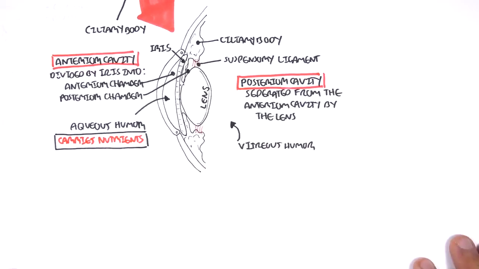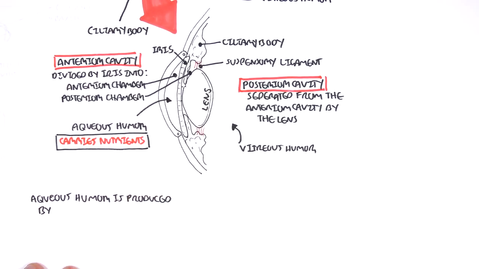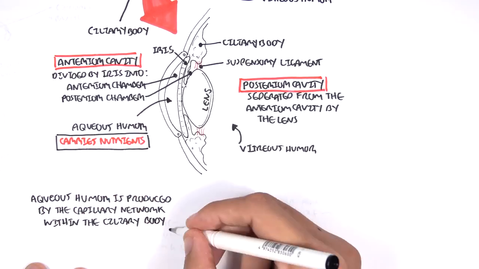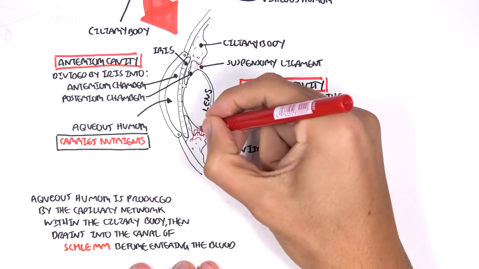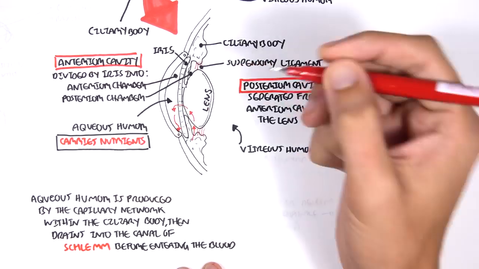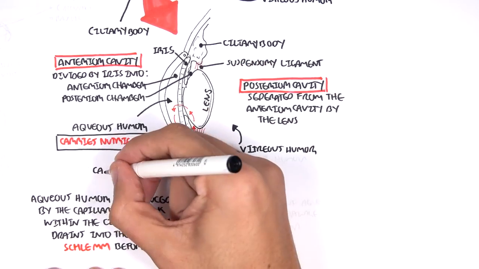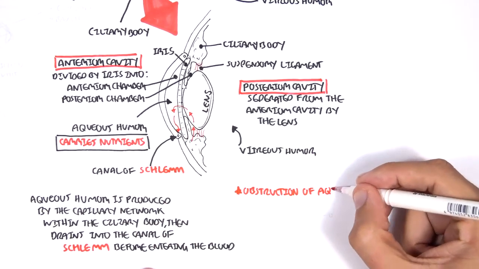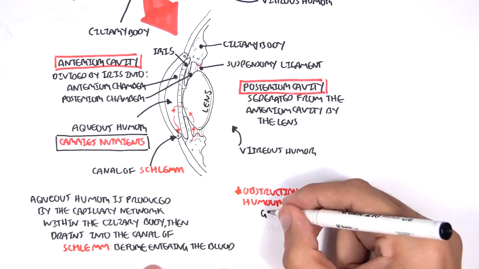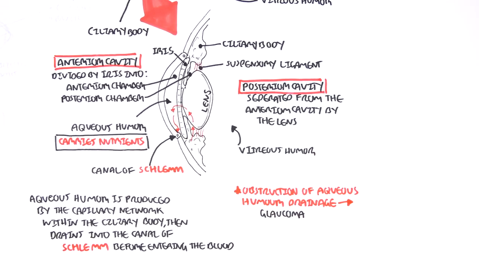The aqueous humor is produced by the capillary network within the ciliary bodies, then drains into the canal of Schlemm before entering the blood. Canal of Schlemm is also known as the scleral venous sinus. So here we can see the aqueous humor produced from the ciliary bodies, and it drains into the canal of Schlemm. This canal is important because obstruction of the aqueous humor drainage can lead to an eye condition called glaucoma.